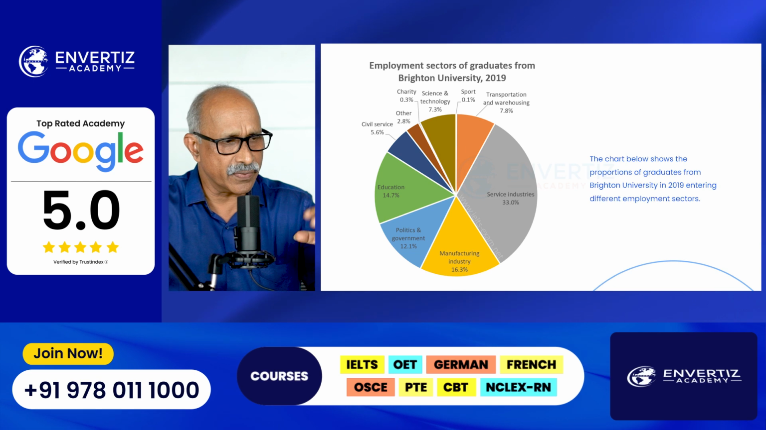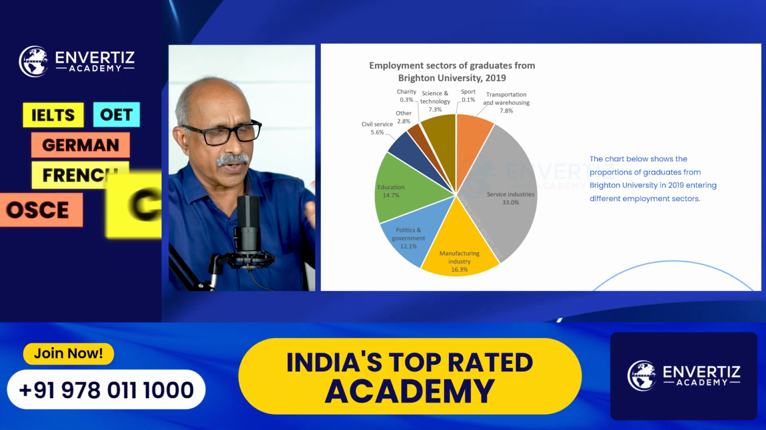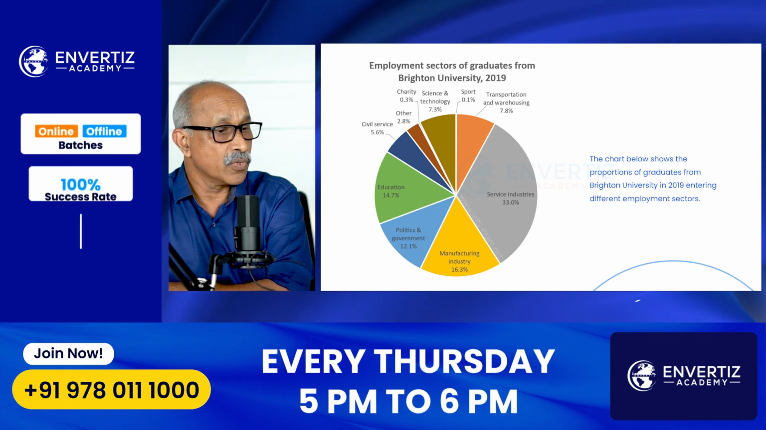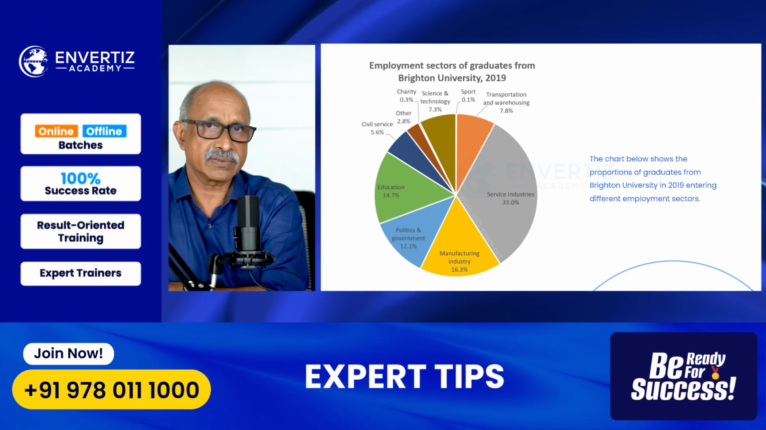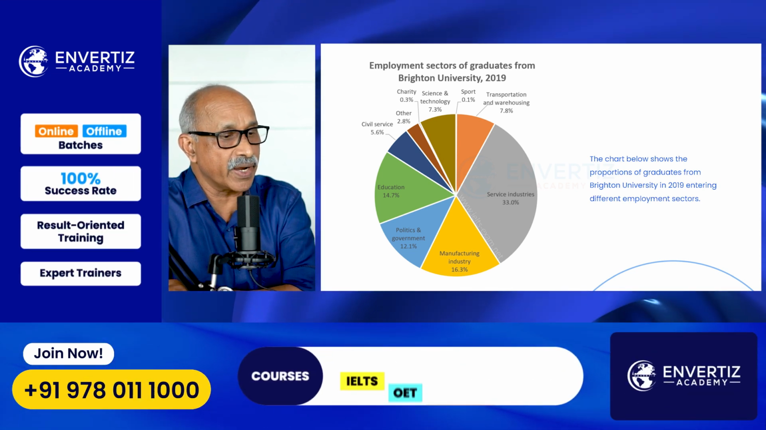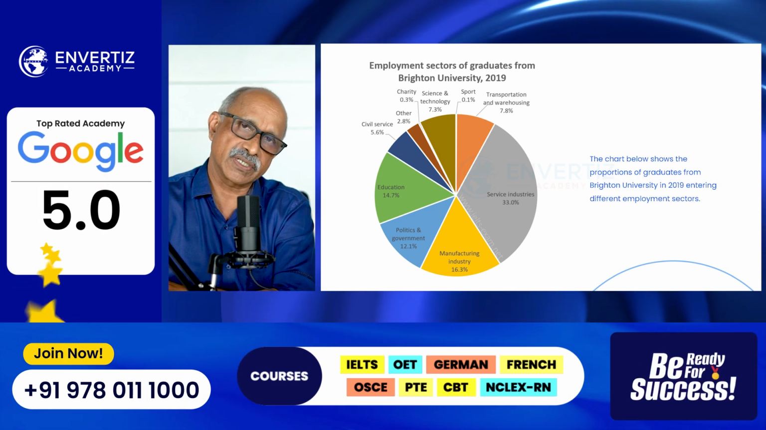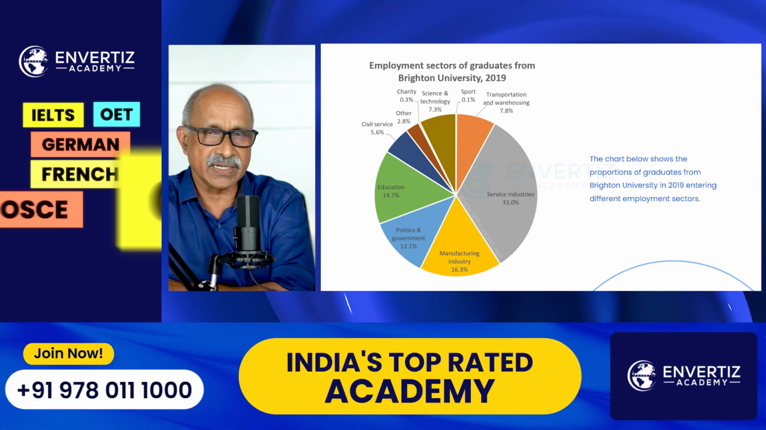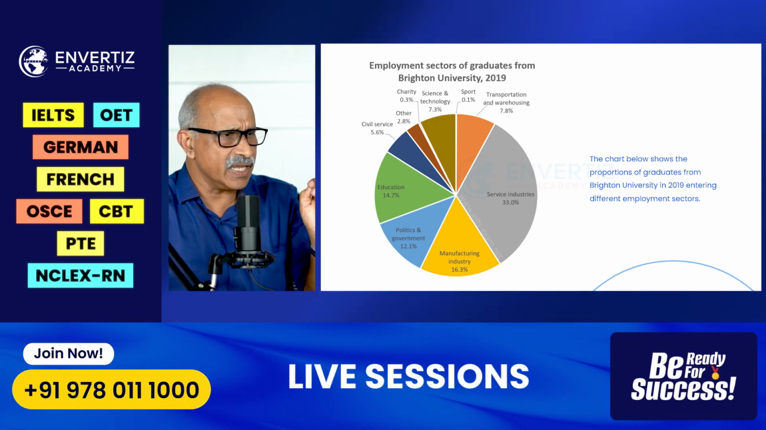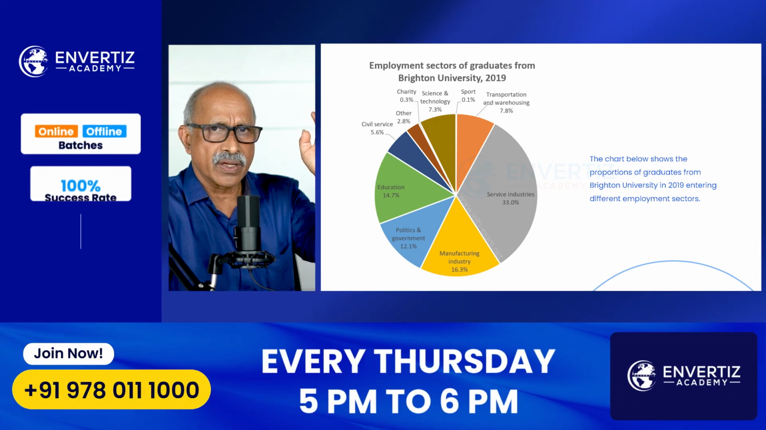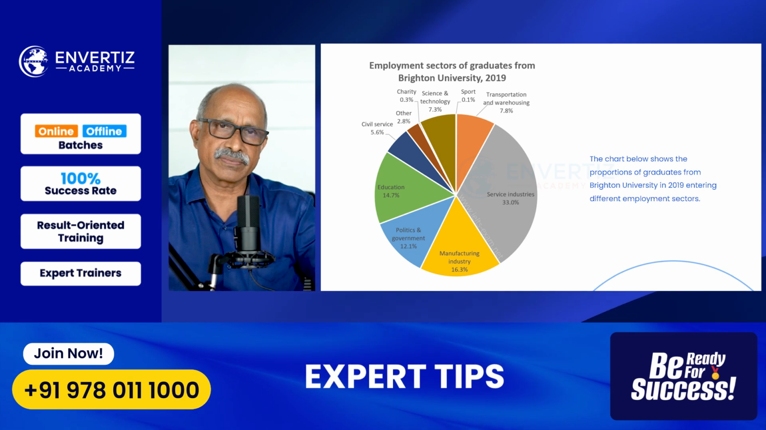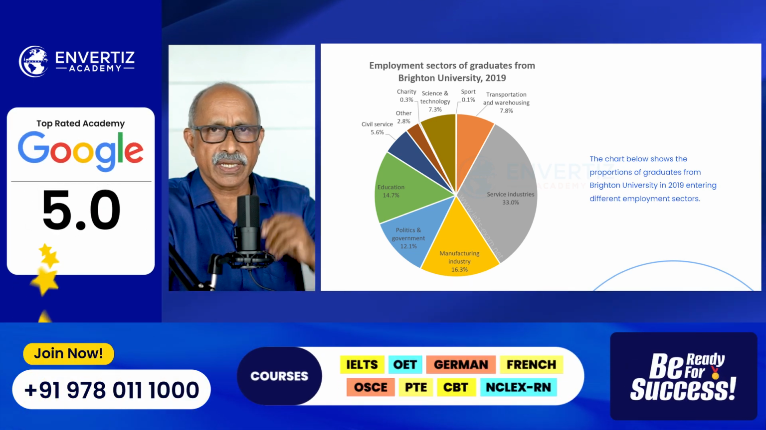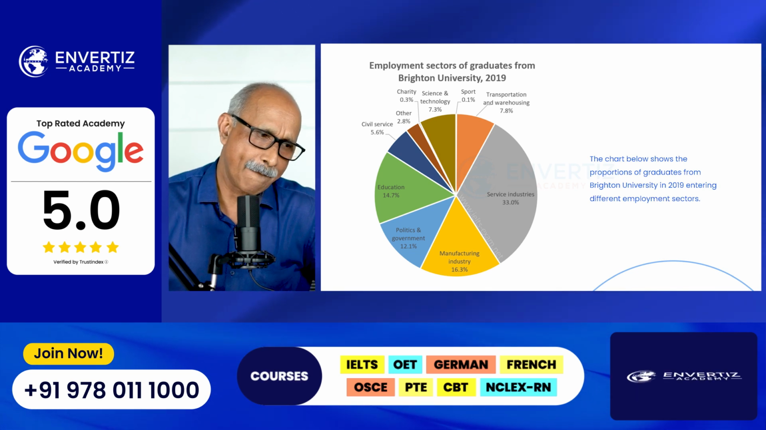So introduction is over, then you can write the overview. You can say more number of students were employed in service industries. That's all. More number of students were employed in service industries and the least number of students were engaged in sports. Or least number of graduates were engaged in sports.